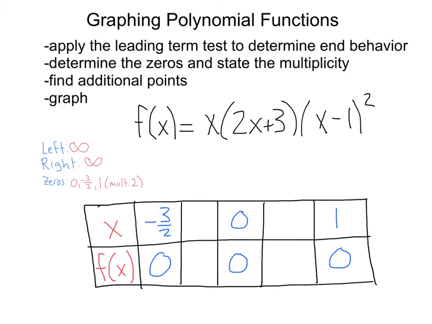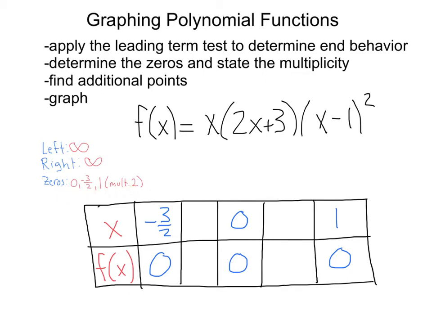Next up, we want to go ahead and find some additional points. So I went ahead and made a table down here. Now, this is very important when graphing polynomials, so make sure you write this down in your notes. Put it on your bathroom mirror so you see it every day and you never forget it. When you're choosing your points for your table, notice I've already filled out all my zeros, right? I put negative 3 halves, which is a zero, 0, which is a zero, and 1, which is a zero. Those are just the zeros that we just found.